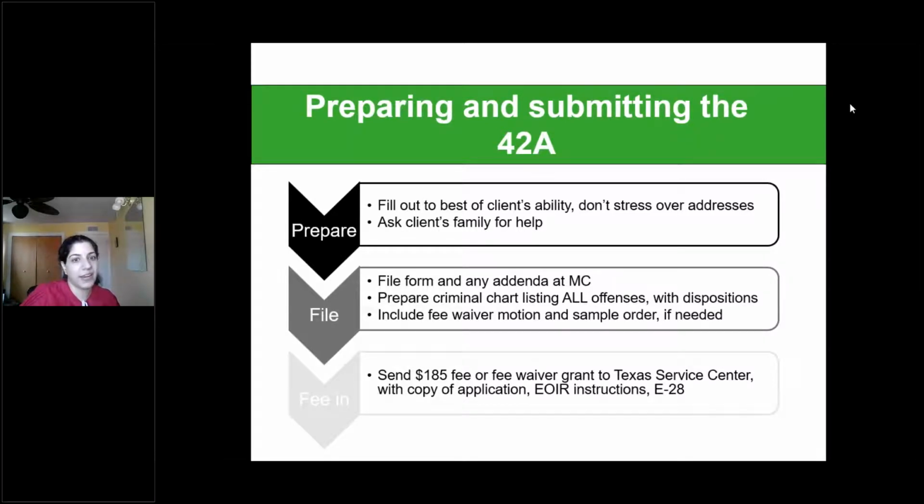I would suggest creating a criminal chart as laid out in the Immigration Practice Manual. There's a sample in your materials as well. You either want to file it with the Texas Service Center or you want to get a fee waiver grant from the judge for the $185 fee, $100 for the application plus $85 biometrics, so that the IJ can adjudicate that application without there being any issues in the future.